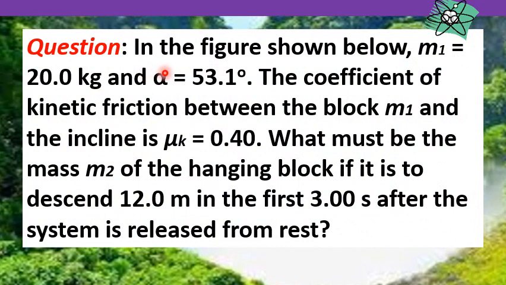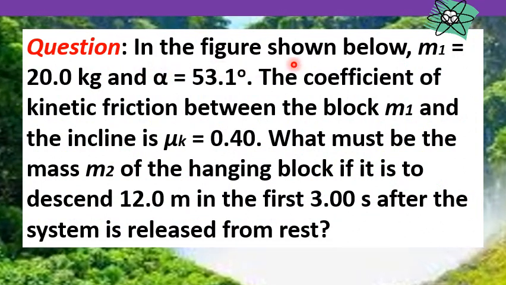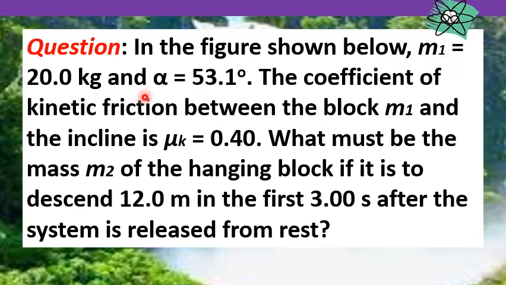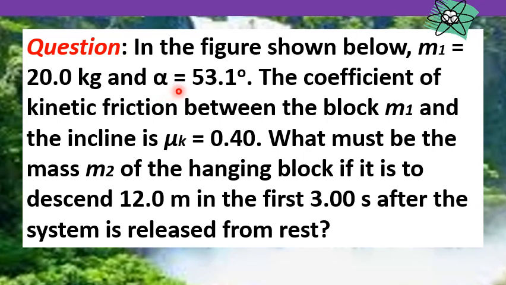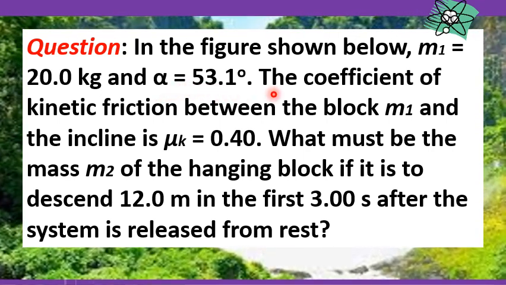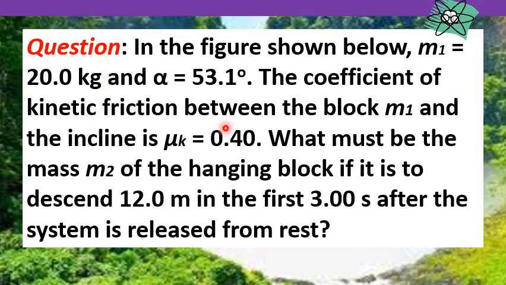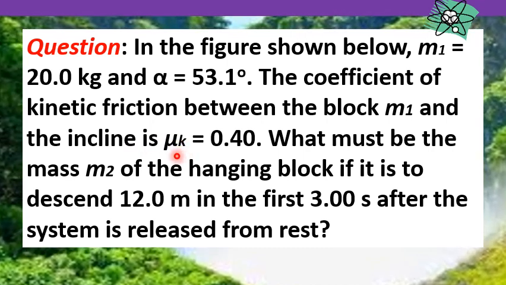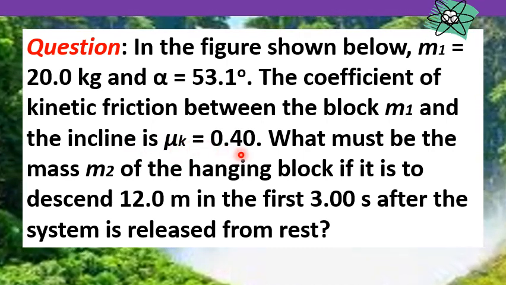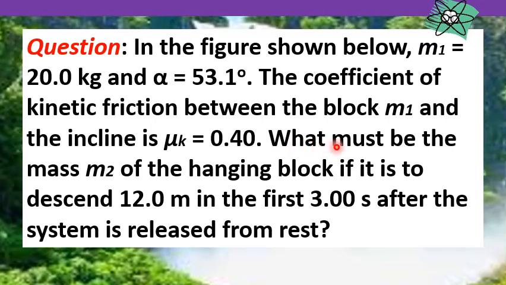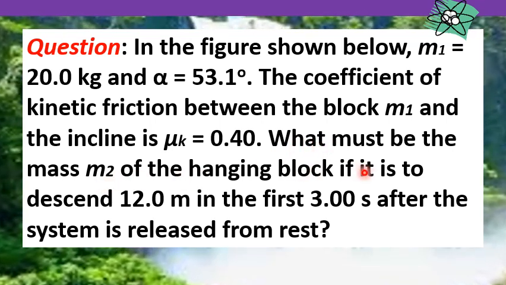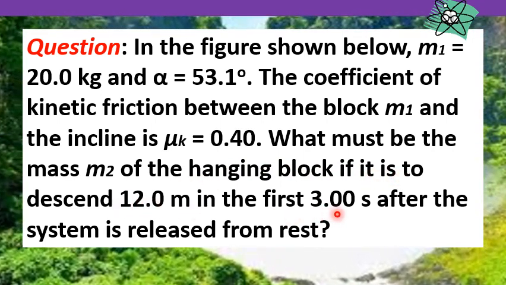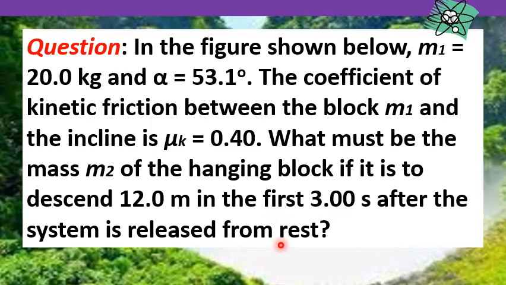The question is, in the following figure, M1 is equal to 20.0 kilogram and the angle alpha is equal to 53.1 degrees. The coefficient of kinetic friction between the block M1 and the incline is mu k equals 0.40. What must be the mass M2 of the hanging block if it is to descend 12.0 meters in the first 3.00 seconds after the system is released from rest?